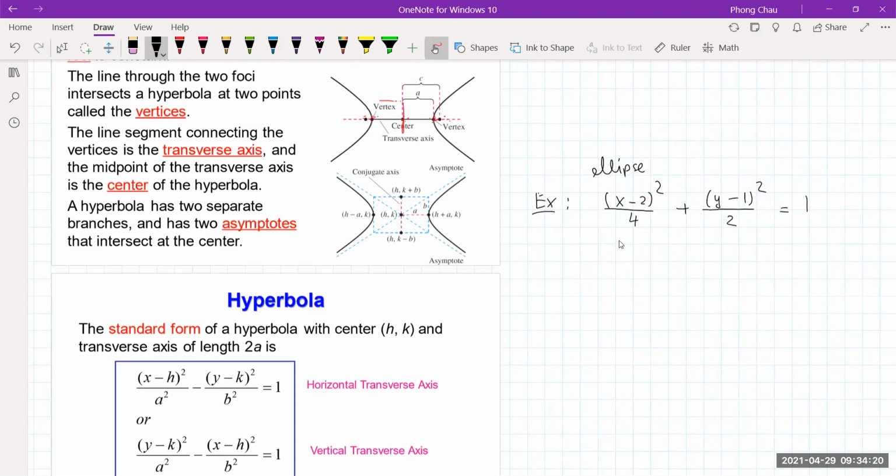And since 4 is bigger than 2, you would have a horizontal ellipse, or an ellipse with a horizontal major axis. If we change the plus sign to a minus sign, with the very same equation, (x minus 2) squared over 4 minus (y minus 1) squared over 2 equals 1, then you will have a hyperbola with a horizontal transverse axis. This time the 4 is actually under the positive x term in this form.